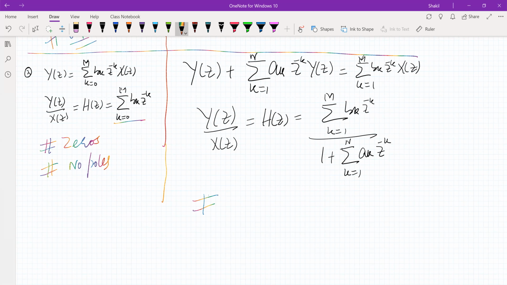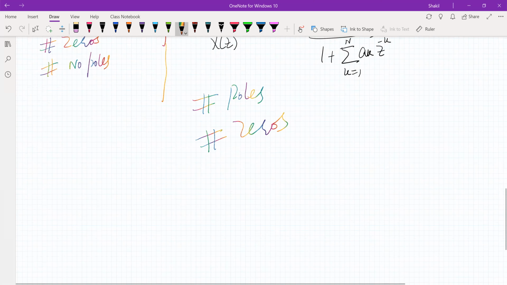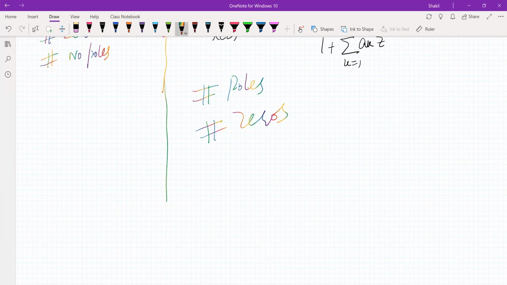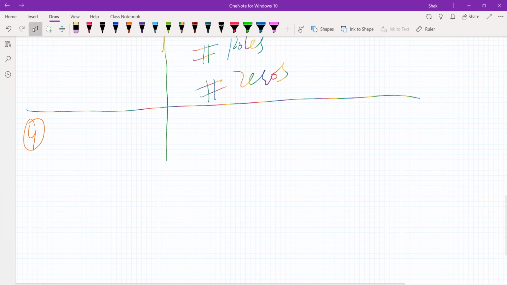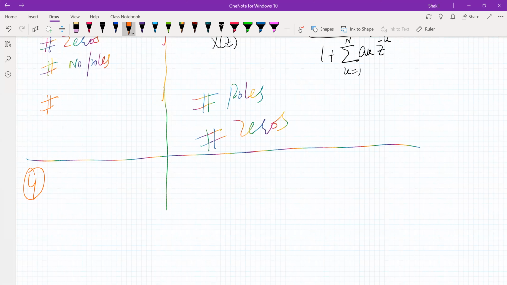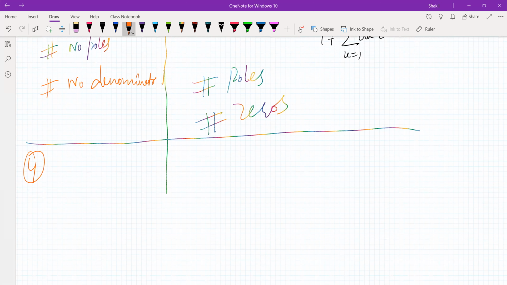So there are both poles as well as zeros. You can check it. So there are both poles and zeros in an IIR system, right? So this is another distinction. Now the next distinction is the fourth. As there are zeros only, you can see there is no denominator term in this. So that means no poles.